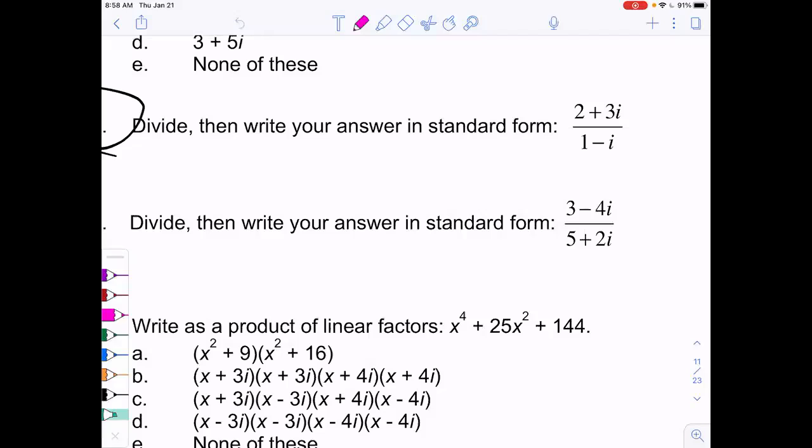Divide? Wow, and she's even using like the full term.